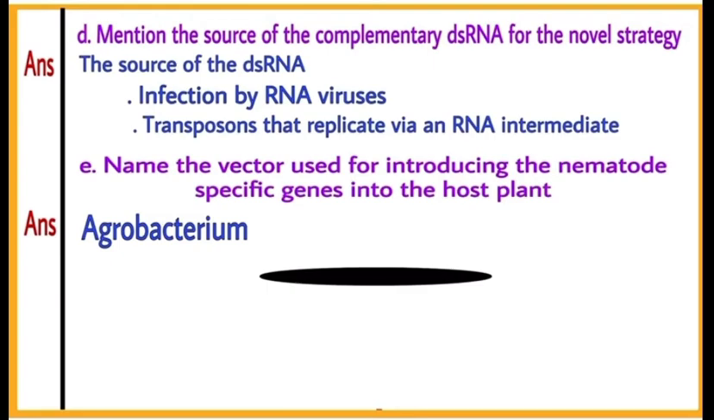The source of the double-stranded RNA are 1. Infection by RNA virus. 2. Transposons that replicate via an RNA intermediate. Part E. Name the vector used for introducing the nematode-specific genes into the host plant. Agrobacterium is used for introducing the nematode specific genes into the host plant.